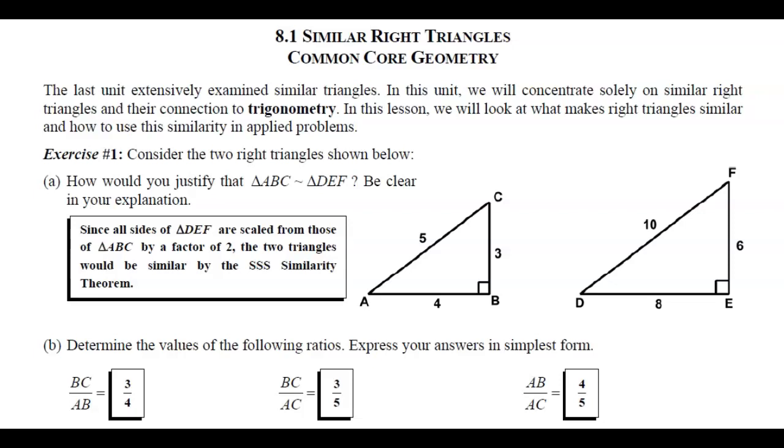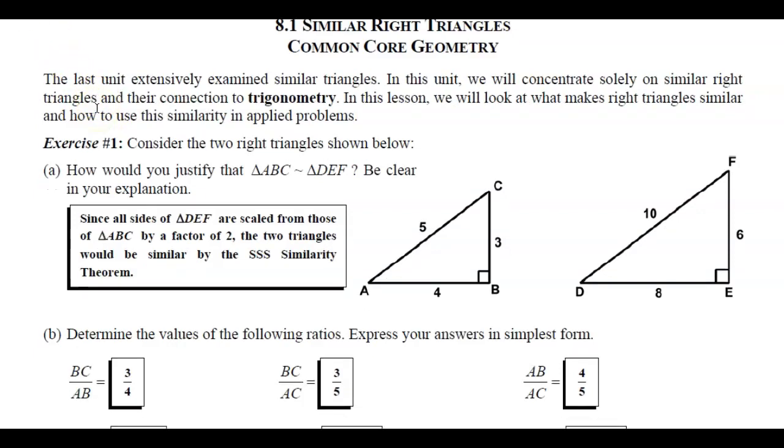And as you look at their side lengths, if we take the longest side in each triangle and divide them, so 10 divided by 5, and then the middle side, 8 divided by 4, and the shortest side, 6 divided by 3, we end up with the same scale factor every time. So if the scale factor is consistent, we say that we have side-side-side similarity, and so these two triangles would be considered similar.